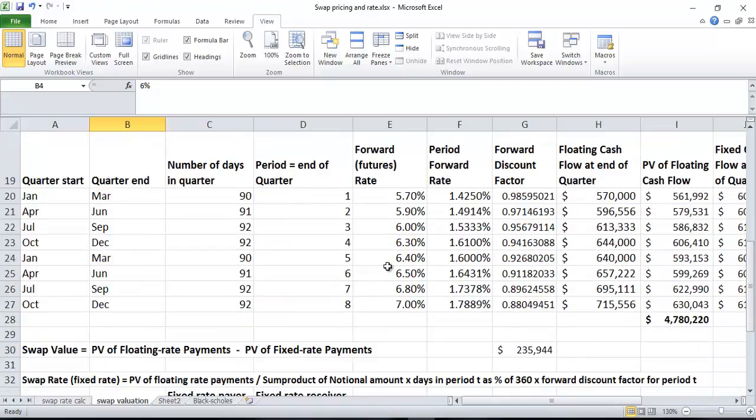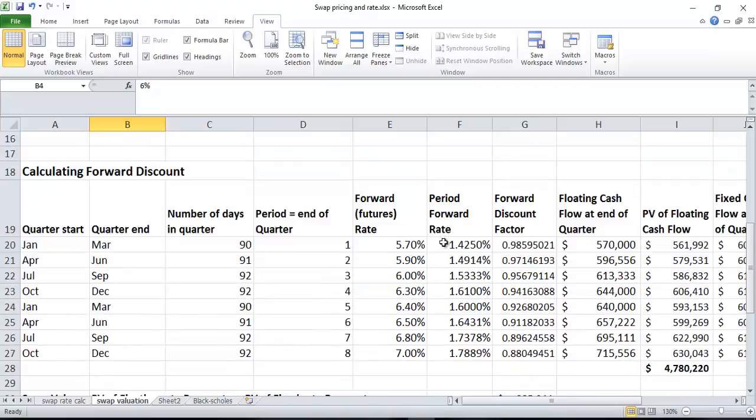The first thing you need to do in calculating the forward discount factor is to calculate the period forward rate. The period forward rate is the rate that corresponds to the exact number of days in that quarter, in that period. So you've got 90-day quarters, 91-day quarters, in some cases 92-day quarters. In this case, you need to take 5.7 multiplied by 90 divided by 360, and you should get 1.4250.